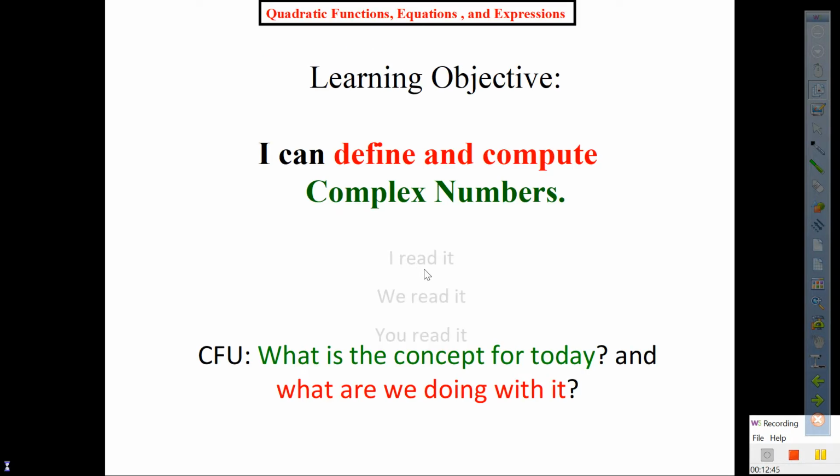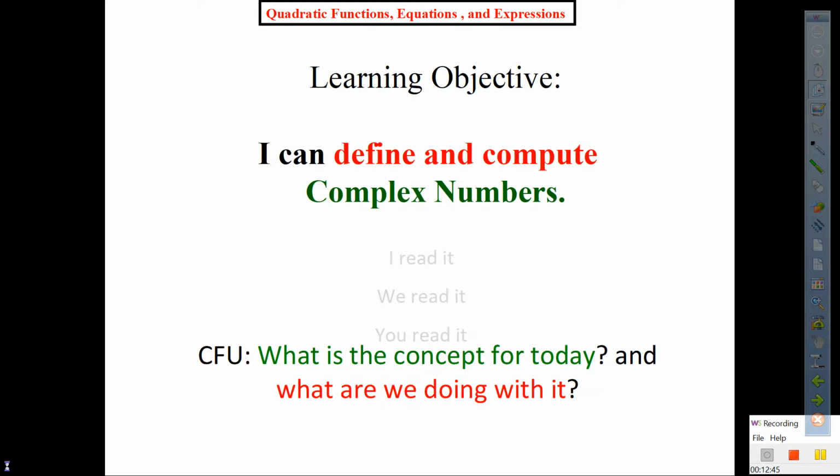Let's move on. All right, here we go. Get a Cornell note ready. You do need a Frayer model today. Today, I just want to clarify what complex numbers are, and we're going to be working with those. All right, good. Our objective for today: I can define and compute complex numbers.